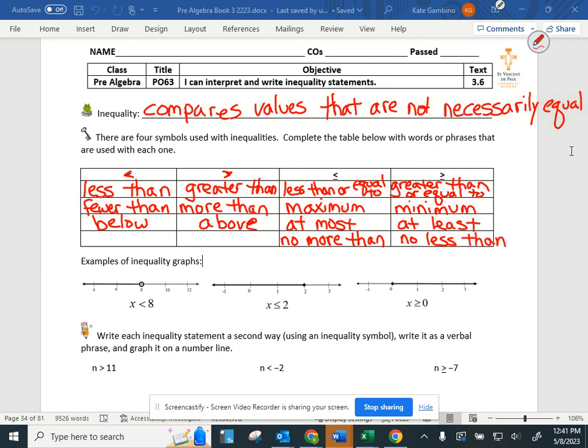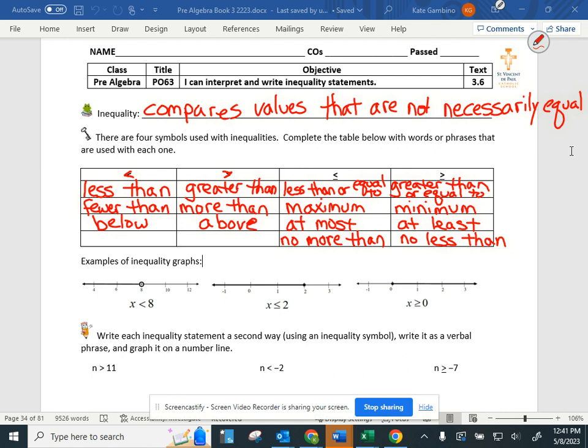Okay, so it is important to know these keywords to know what you're doing. Is it greater than? Is it less than? Is there an equal sign under it? Can you get that number? So this is important.